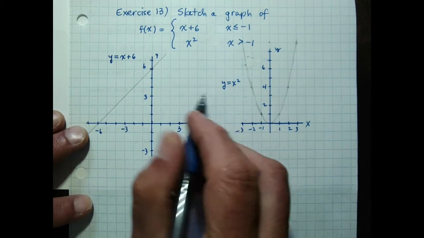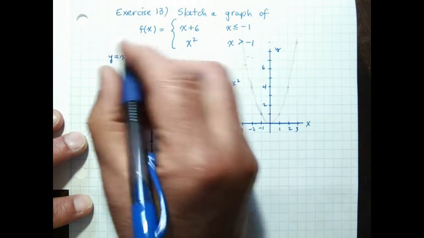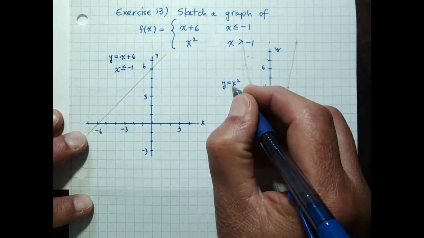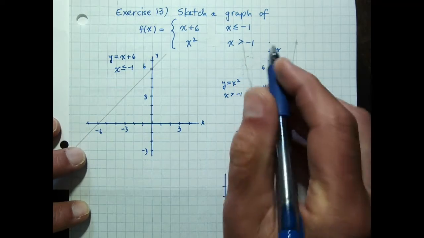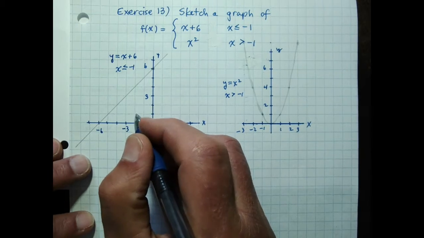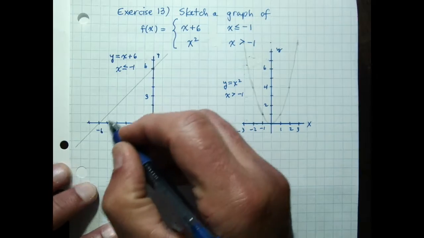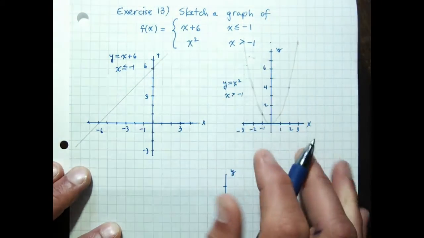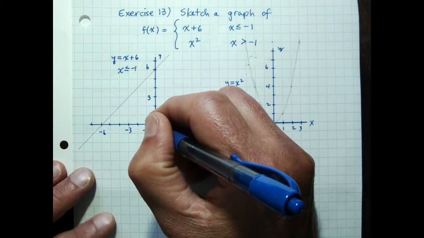But what's different here is we're taking the piece of x plus 6 for which x is less than or equal to negative 1, and we're taking the piece of y equals x squared for which x is greater than negative 1. So we're taking different parts of these in this one. When x is equal to negative 1 on the straight line, I already drew the straight line, by the way, in pencil lightly on this graph grid. We went through that in exercise 12, so I didn't want to go through all those steps again.